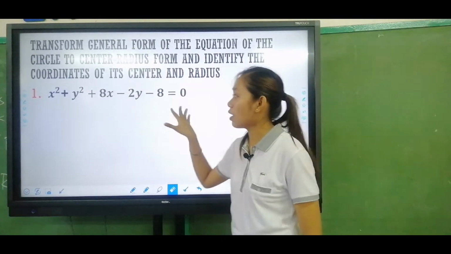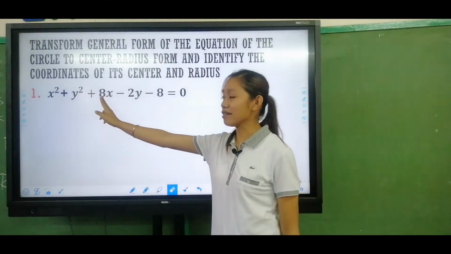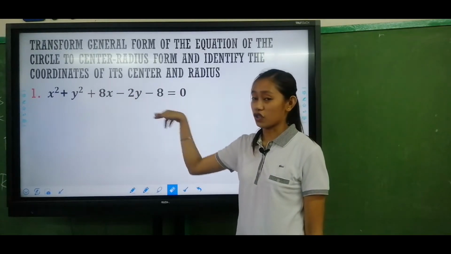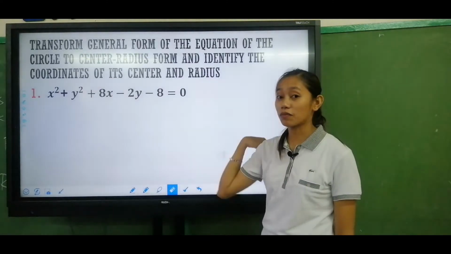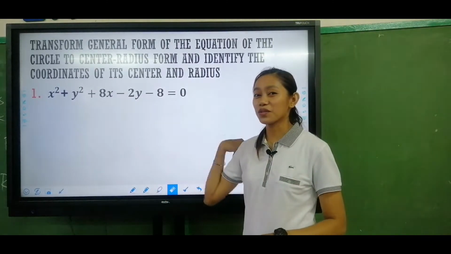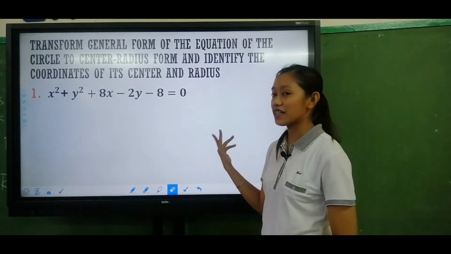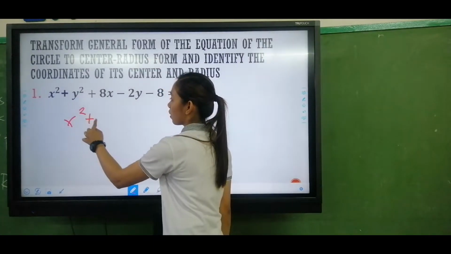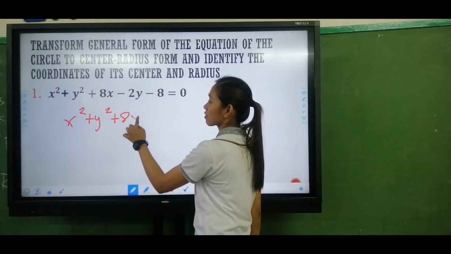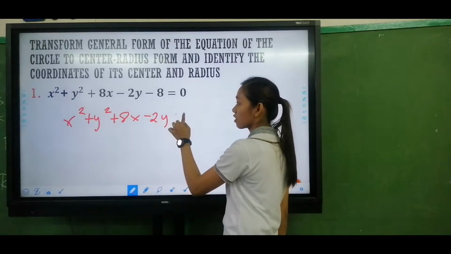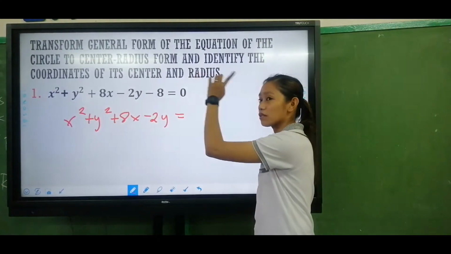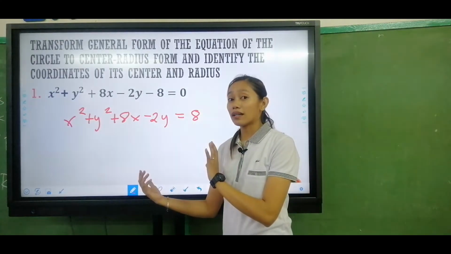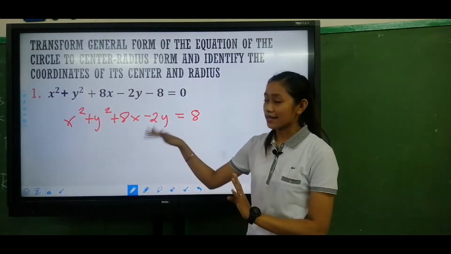So, this is the general form. So, our A, B, C from earlier: A is 8, B is negative 2, and your C is negative 8, which is your constant. So, let's transform it. First step, transpose your constant to the right side of your equation. So, this will be x squared plus y squared plus 8x minus 2y is equal to, transpose, negative 8. So, when we transpose it, it becomes positive. Second step, group the terms with the same variable on the left side.